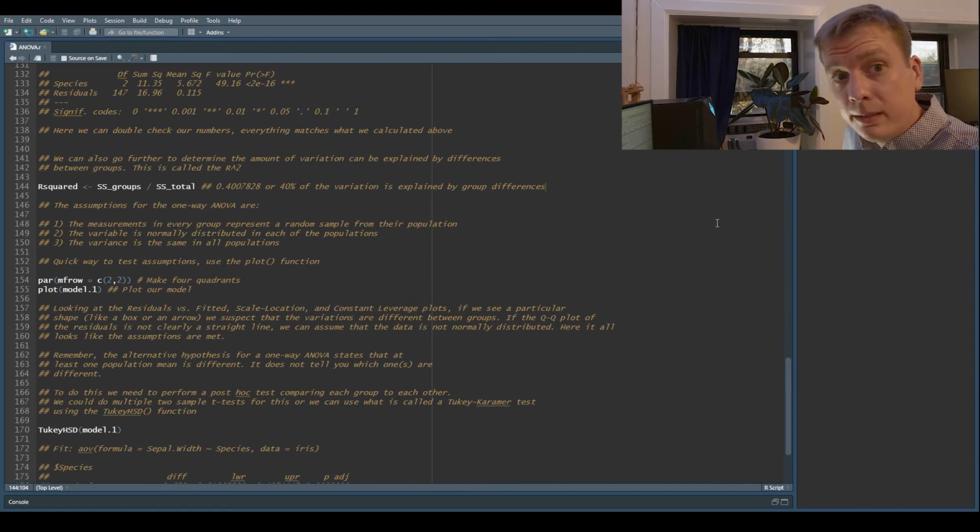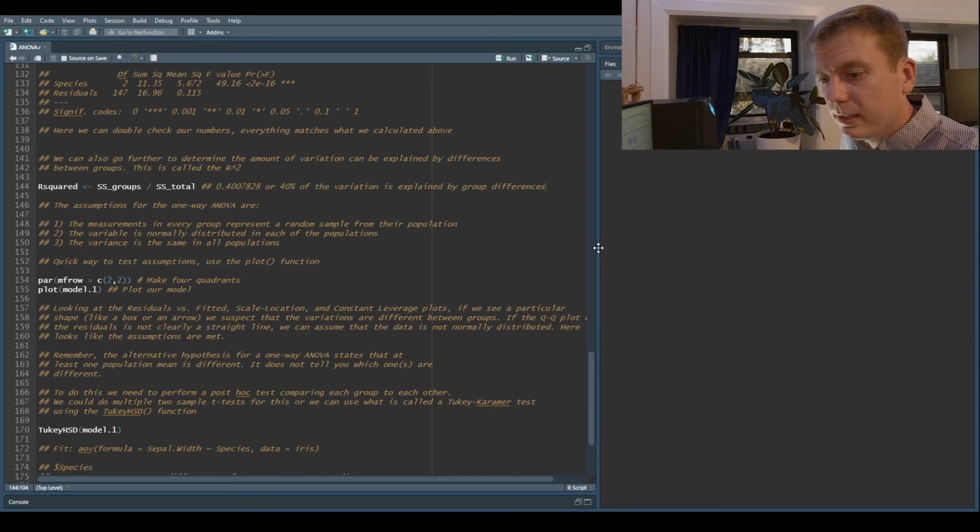There are 3 important assumptions for the one-way ANOVA. The measurements in every group represent a random sample from their population. The variables are normally distributed in each of the populations. This is a parametric test. And the variance is the same in all populations. This should look very familiar because it's the same assumptions as the 2-sample t-test.